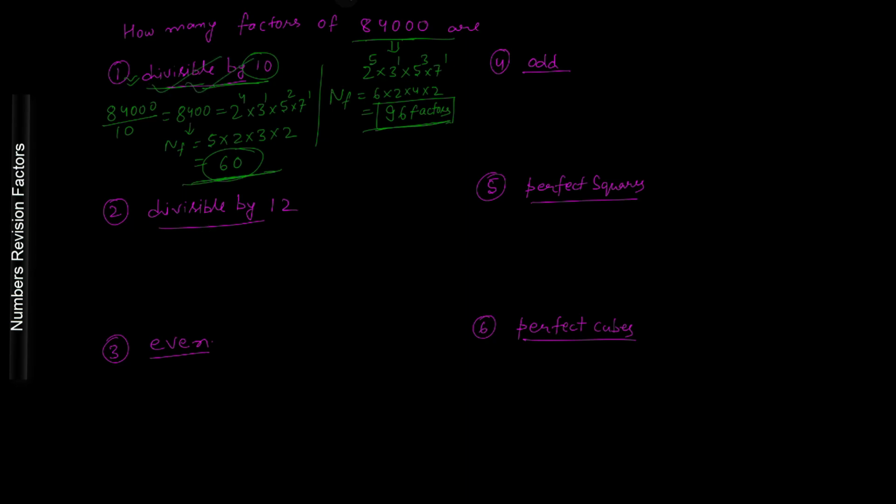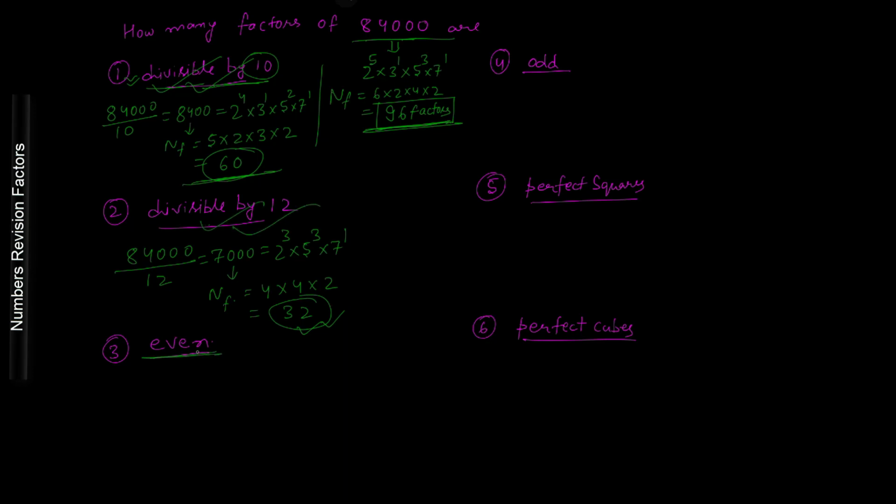How many of these factors are divisible by 12? So 84,000 straight away divide by 12, and let me divide carefully. It is 7,000, right? So that becomes 2 to the power 3 into 5 to the power 3 into 7 to the power 1. So the number of factors of this will be equal to what? 3 plus 1, 4, 3 plus 1, 4, 1 plus 1, 2. So 4 4s are 16, 2s are 32. So out of these 96 factors, 32 factors are divisible by 12.